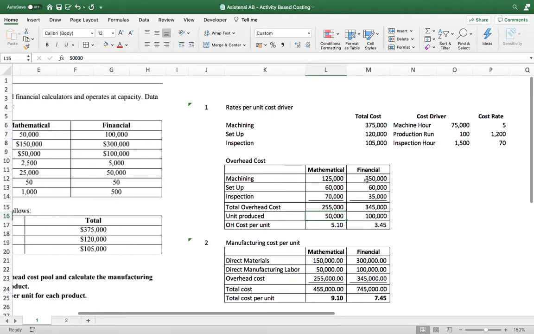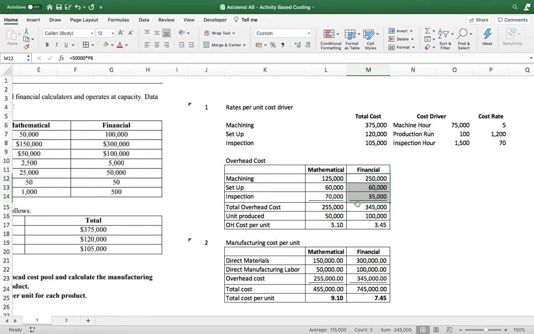And we do the same thing for the financial calculators. We can arrive at the total overhead cost of $345,000, and then divided by the units produced, we get the overhead cost per unit of $3.45 per unit.